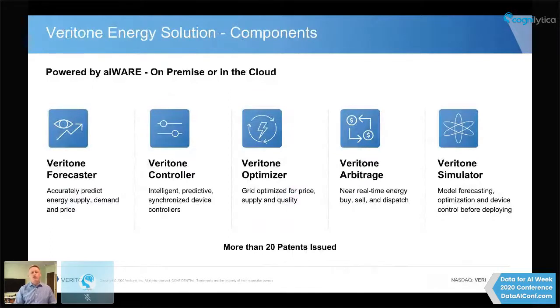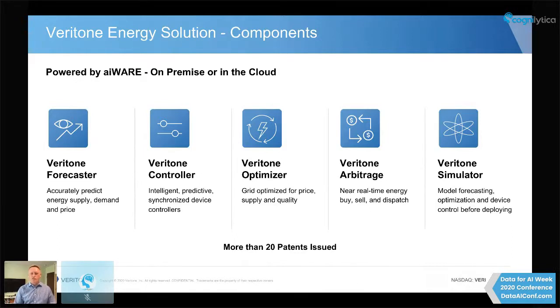So at a high level, we've broken down the Veritone energy components here. We have 5 high-level components, and we have more than 20 patents issued against these energy components, and about 10 more patents are pending. The first one on the left-hand side is our forecaster, and this allows us to predict demand, generation, and pricing across all types of energy generators. We also have an intelligent controller, which helps manage all of the devices on the grid effectively, and also synchronize all of the devices together.